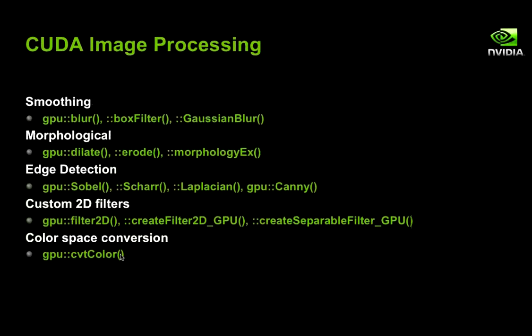There are also other basic image processing functions available, for example, functions for image smoothing, which include blur, box filter, or Gaussian blur. There are functions for applying morphological filters, including dilate and erode. Then there are functions for standard edge detectors: Sobel, Scharr, Laplacian, or Canny. You can also apply your own custom 2D filters by specifying the coefficients yourself, both for separable filters as well as non-separable 2D filters. And there are also functions available for color space conversions on the GPU.